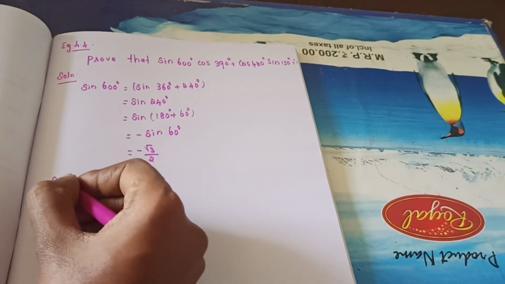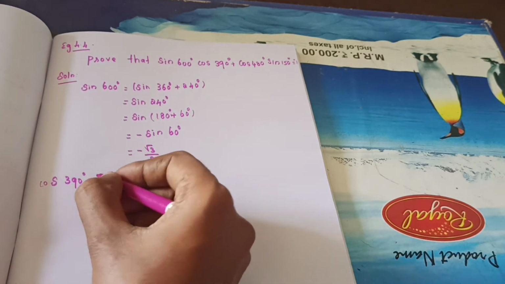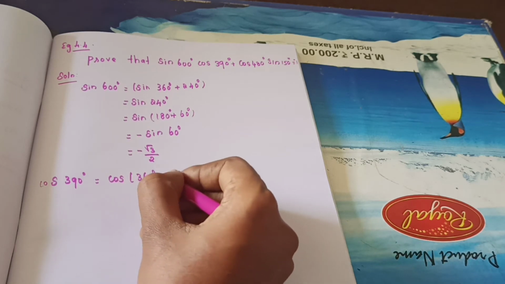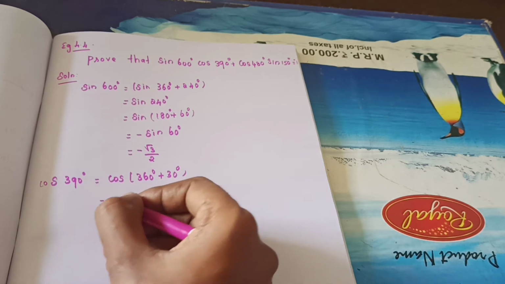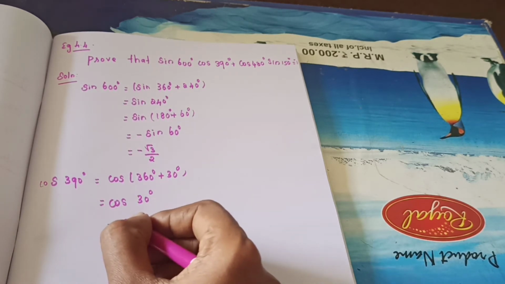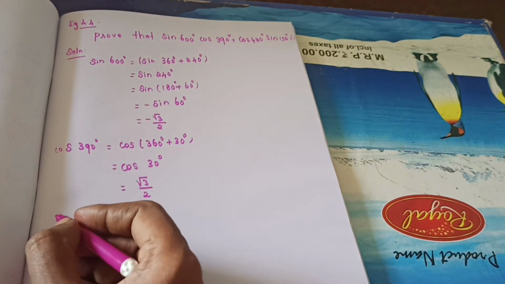Then next one. Cos of 390 degree. So how will you write this? Cos of 360 degree plus 30 degree. What's the formula for cos 360 plus theta? Cos theta. So cos 30 degree. What's the value for cos 30 degree? Root 3 by 2. Okay, then next one.